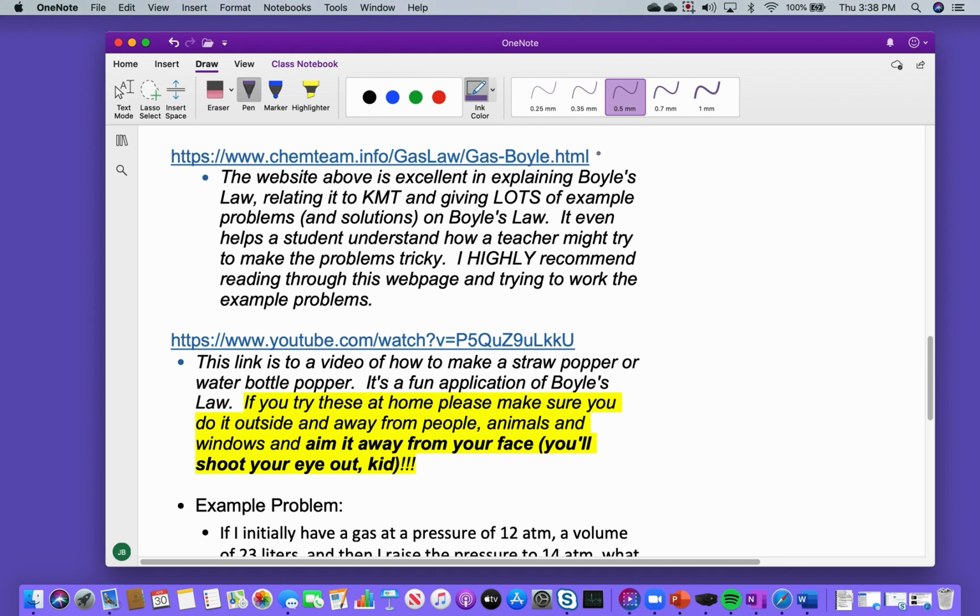But despite the fact that it is very boring looking, it has fantastic explanations of Boyle's Law and how Boyle's Law relates to kinetic molecular theory. ChemTeam also gives lots of example problems. They work them out. They have the answers right there so that you can work them out and check your work along with them. And also the other thing that I really love about ChemTeam is that it really does try to help students understand how a teacher may try to take Boyle's Law and make it a little bit more tricky.